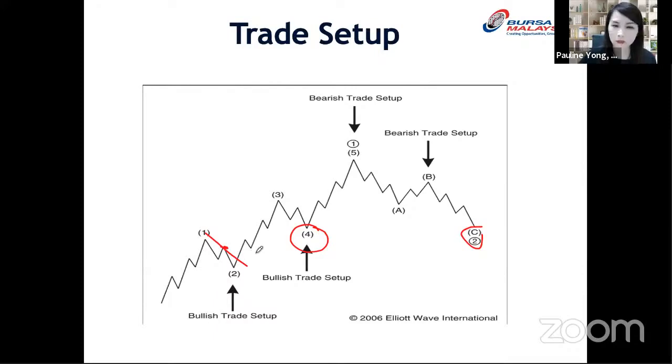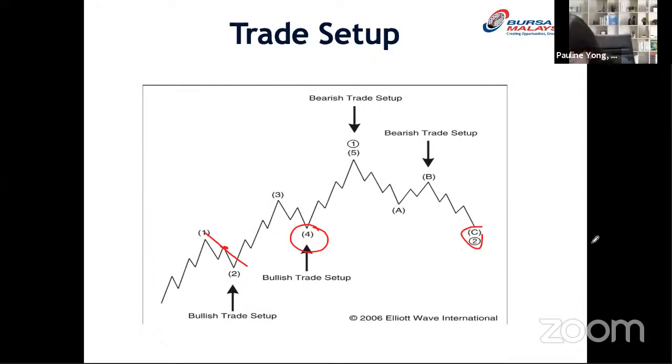You can also enter here. Also safer. There is no right or wrong. It depends on how you want to trade. It's entirely depending on how you want to trade and your rationale, how you want to do it.